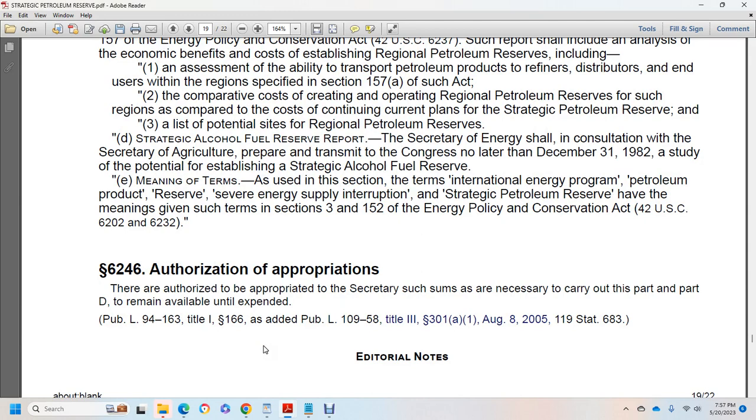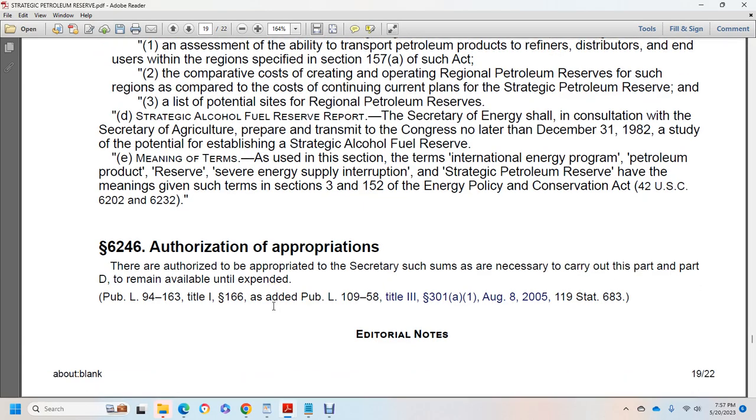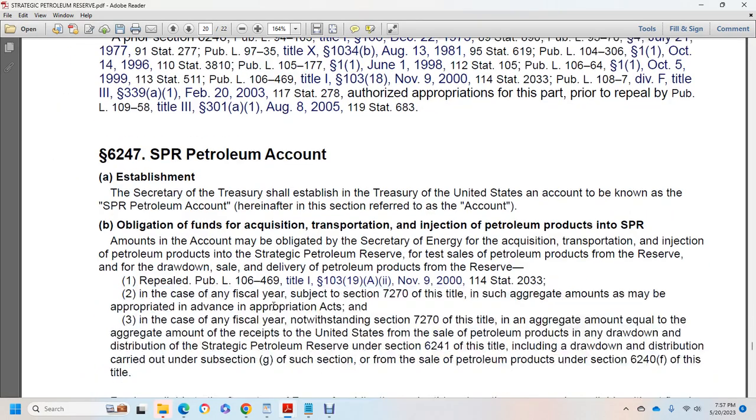Alright, 6246, authorization of appropriations. There is authorized to be appropriated to the Secretary such sums as are necessary to carry out this part and part D, to remain available until expended.